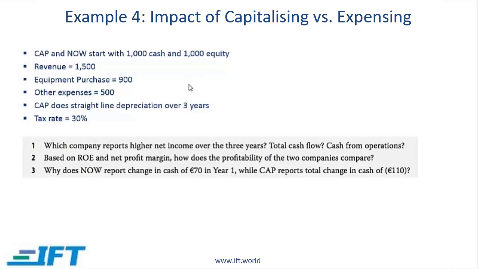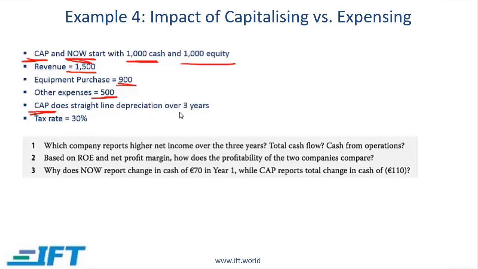The example illustrates a scenario where you have two companies that are very similar. One expenses and the other capitalizes. So the company called Cap will capitalize. The company called Now is going to expense now. They both start with 1,000 cash and 1,000 equity. They have the same revenue. Both companies purchase equipment for 900. Both companies have expenses other than this of 500 per year.